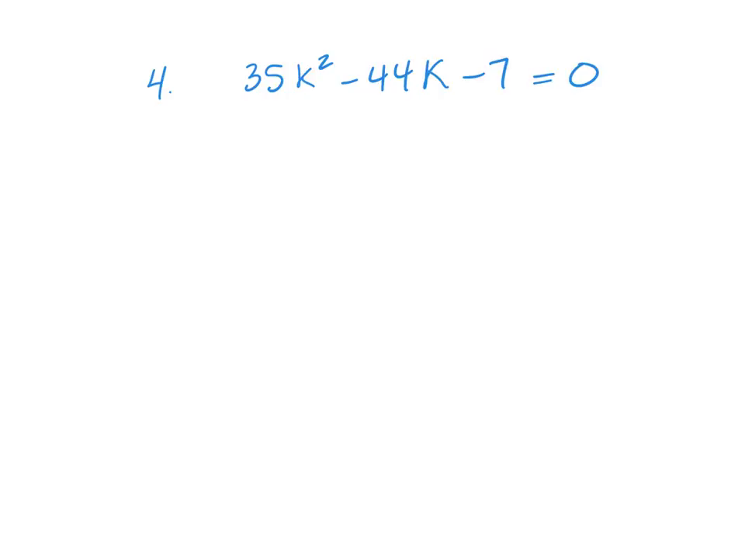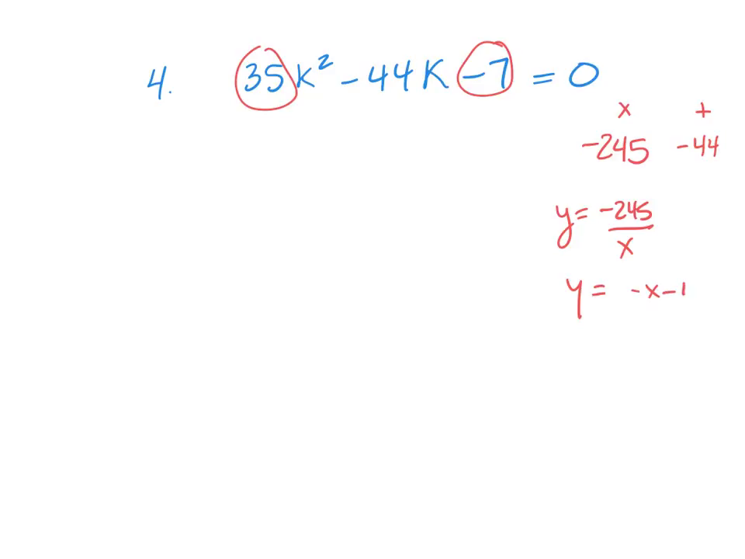So the first thing we're going to do is multiply the first number and the last number. So that gives us -245. And we're going to do the same thing we did before. We say what times what is that number, which is the first number times the last, no longer just the -7, but the 35 times -7. And added together is the -44. So you're going to put that in the calculator just like you did before. So you do y equals -245 over x, and y equals -x minus 44.